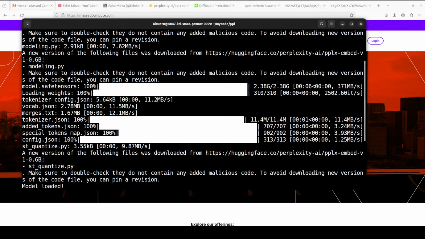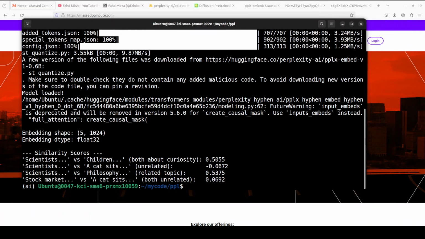So it downloaded the model, it loaded the tokenizer, and then it has given us the similarity score. Now this result shows that the model is working perfectly and behaving exactly as we expected.